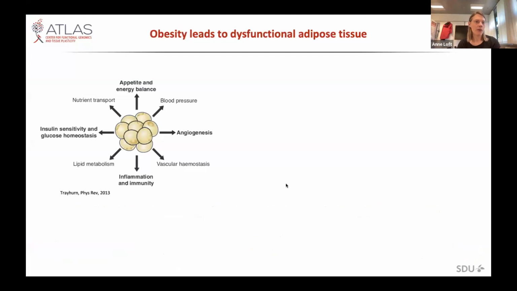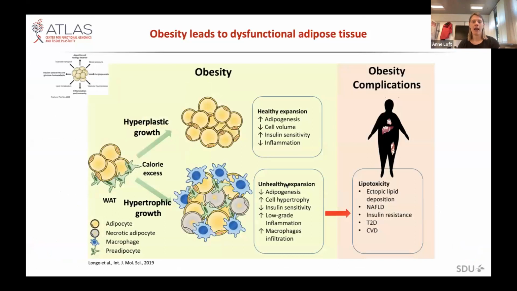So I guess we can all agree that the adipose tissue is really a remarkable organ. It has fantastic capacity for storing energy and also for expansion to accommodate a nutrient overload. So when people start to become obese, their adipose tissue expands, and that can happen in different ways.